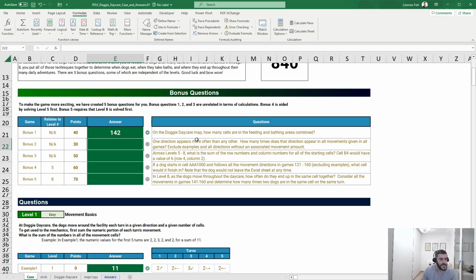And that's it. Then the second one is easy, but probably a little bit time consuming. I didn't do that during the competition. Instead I did bonus 3 and bonus 4, but ultimately got them both wrong, because bonus 3 asks across levels 5 to 8 what is the sum of the row numbers and column numbers of all the starting cells. The example before would have a value of 6, so row 4, column 2.